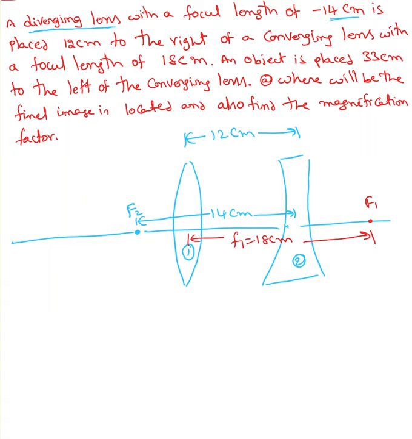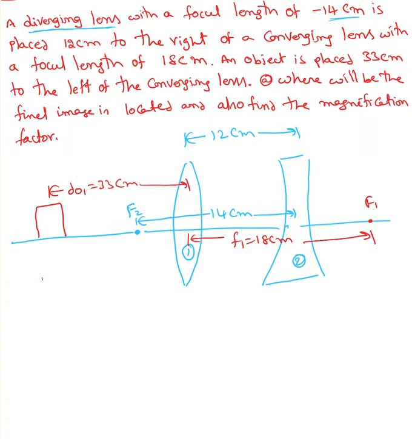An object is placed 33 centimeters to the left of the converging lens. As you remember, I always put the object on the left-hand side of the lens. So the distance of object 1 is 33 centimeters. The question is: find the final location of the image and the magnification factor.